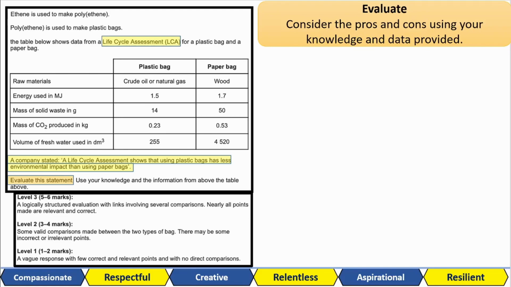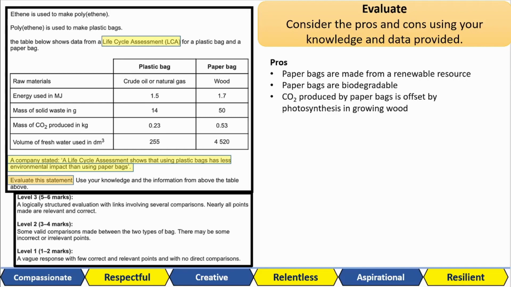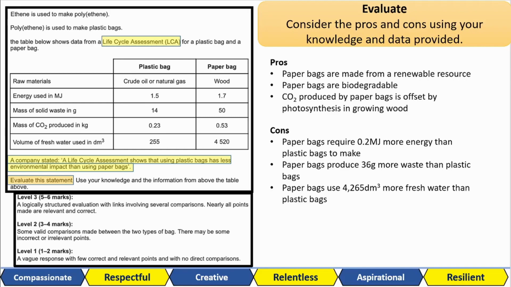To get the highest marks, you should have a logically structured evaluation that links several comparisons, but your points also need to be relevant. I recommend starting with the pros and then moving on to the cons. And look how the numbers are not just copied and pasted. The numbers are showing the comparison. For example, instead of saying paper uses 1.7 megajoules of energy and plastic uses 1.5 megajoules, you should state the difference and evaluate whether that's a pro or a con. So I say in the con section that paper requires 0.2 megajoules more energy than plastic bags.